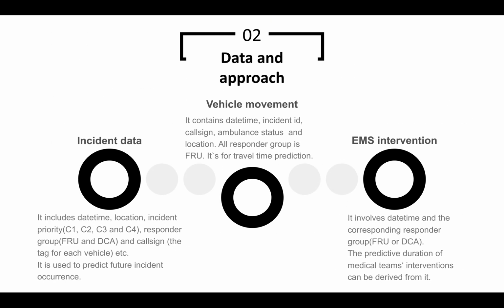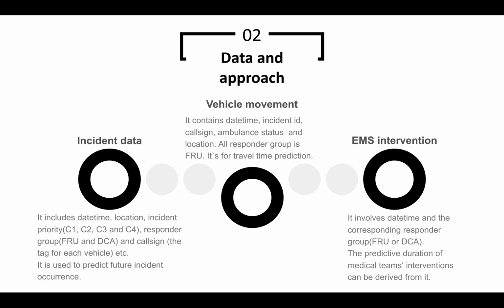The data sources of the project are London Ambulance Service and London Data Store. I collected daily rainfall data from London Data Store. It is used as a supplementary variable when forecasting data. And the following 3 datasets are provided by London Ambulance Service. Incident data includes date time, location, incident priority: C1, C2, C3, and C4. For example, C1 is of the highest priority, which means immediately life-threatening incidents.